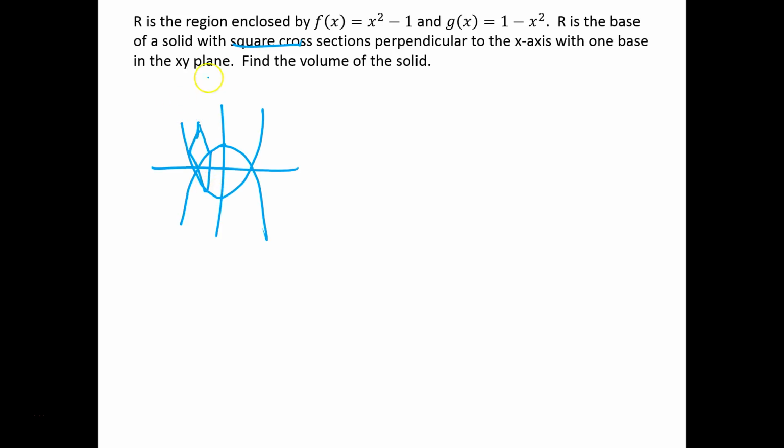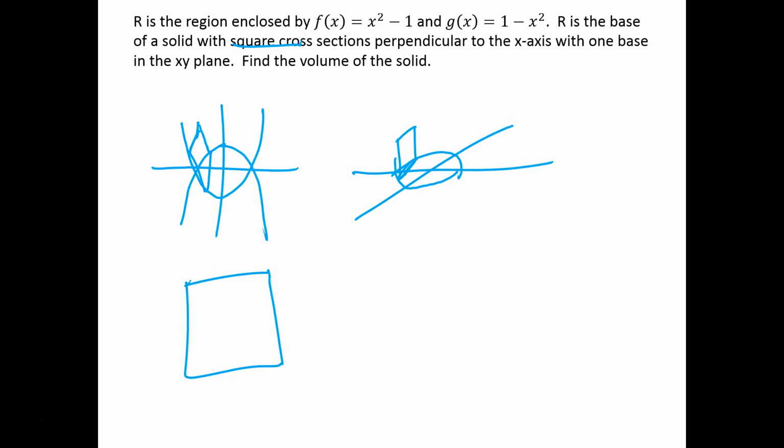Okay, so these squares are popping out of the screen. If we were to lay it down, we have a parabola like that, a parabola like that. There's our square. So what's the length of the base of that square? Well, it's just the difference of the functions, right? So if we draw a representative cross-section, the base of the square is going to be g of x minus f of x to keep it positive.